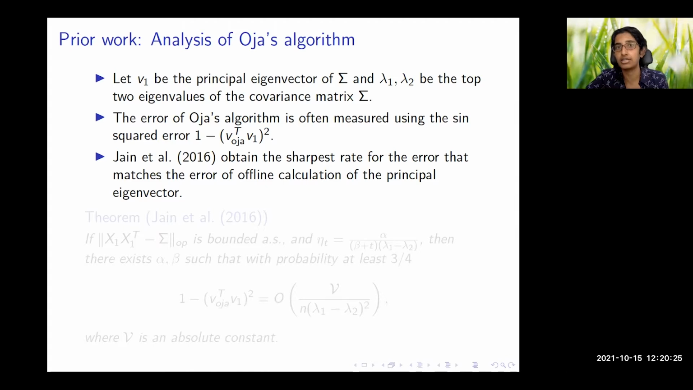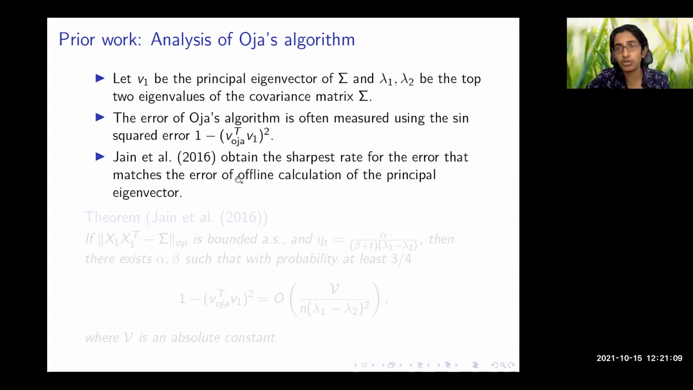So let's talk about what people have done about Oja's algorithm. What is known? A lot is known, and there are sharp error bounds. There is a little bit of notation here. Sigma is your unknown covariance matrix, and v1 is the principal eigenvector of that. Lambda 1 and lambda 2, I'm going to assume, are the top two eigenvalues of the covariance matrix. The way we measure the error of Oja's algorithm is by the sine squared error. So you look at the Oja vector, you take the projection on the true principal eigenvector, which is what you want it to converge to, and then you look at 1 minus the square of that, because flip a sign, an eigenvector is still an eigenvector. This is the sine squared distance.